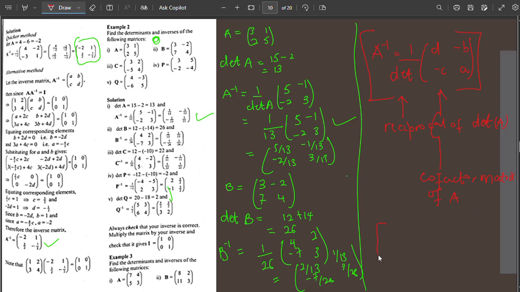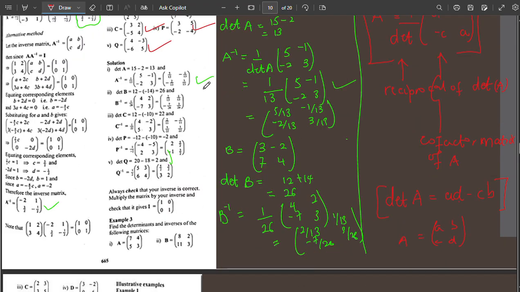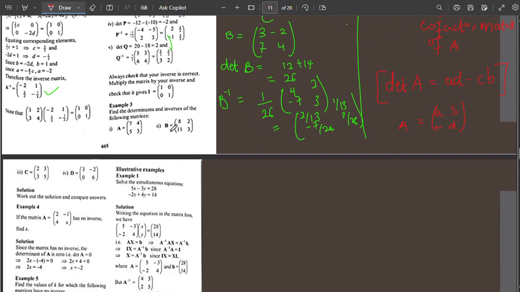And then we also learned the formula for the determinant, which is equal to ad minus cb. Right, the forward diagonal minus the backward diagonal, where A is equal to a, b, c, d. So the determinant is given by this times this, minus this times this. So these are the formulas we've learned so far. We'll be able to find C, P, Q. We can do the same thing there. Then we compare our answers.